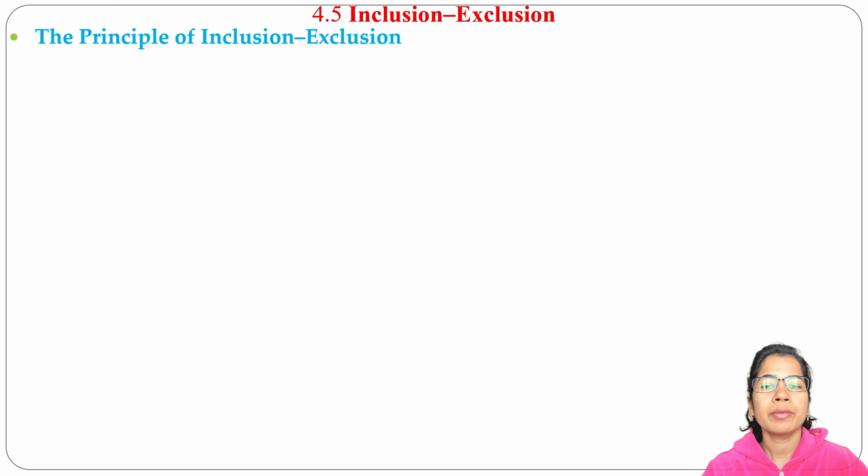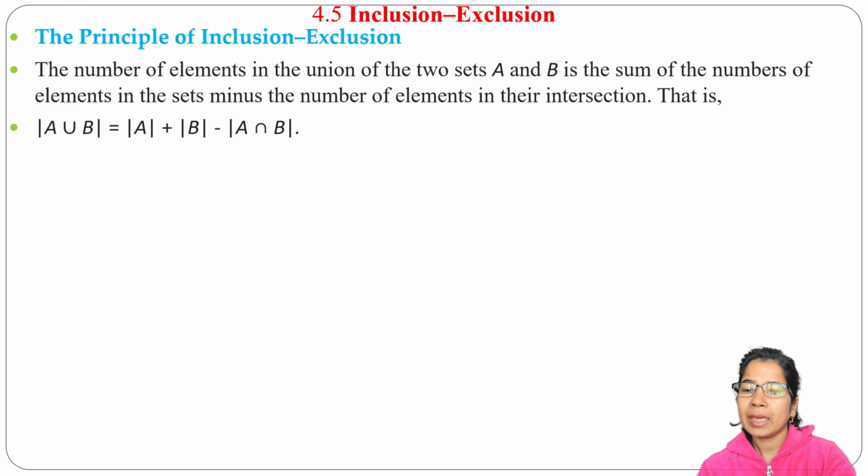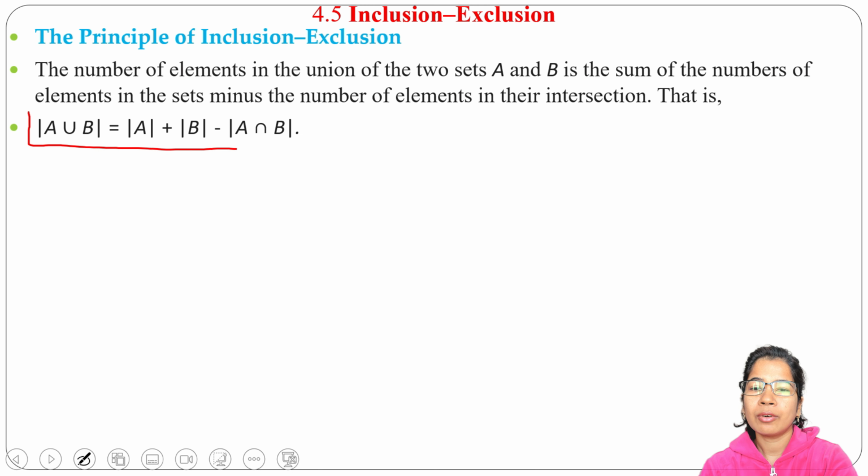What is the principle of inclusion-exclusion? The number of elements in the union of two sets is the sum of the number of elements in each set minus the number of elements in their intersection. So it will be the cardinality of A union B equals the cardinality of A plus the cardinality of B minus the cardinality of A intersection B. This is the formula for the principle of inclusion and exclusion.